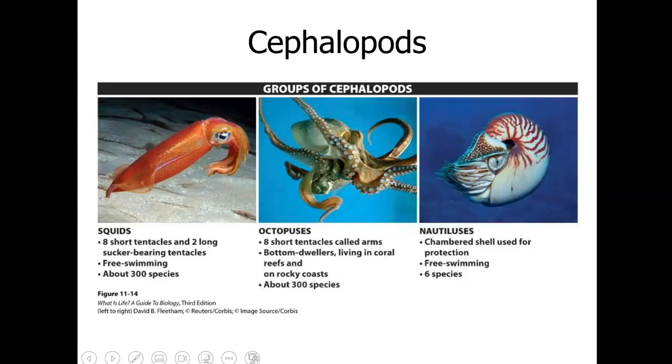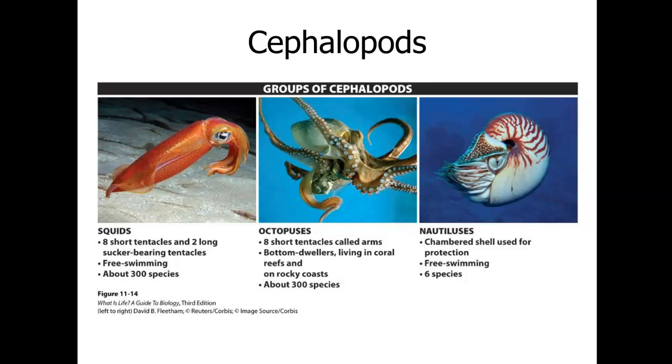Next, we come to the cephalopods. Cephal means head, pod means foot. So basically, they are going to have their foot and their head together there. They're going to be found in marine environments, and they include things like the nautiluses, squids, octopuses, and cuttlefishes. Now with the nautiluses here, we have 6 different species. They have an external shell, which is going to be used for protection. They're free swimming.